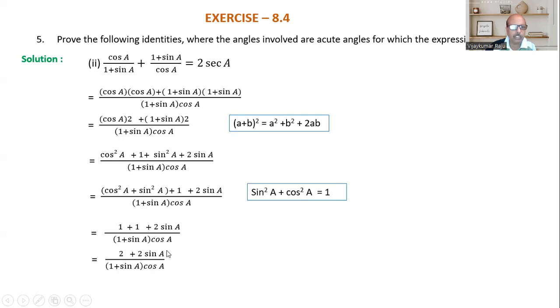Let us take out 2 common here. It becomes 2 bracket 1 plus sine a upon 1 plus sine a upon cos a. This cancels. Therefore, you are left with only 2 upon cos. 1 upon cos is sec. So you can write this as 2 sec a. This is how we are proving this. So this is what we wanted, and we have proved this.